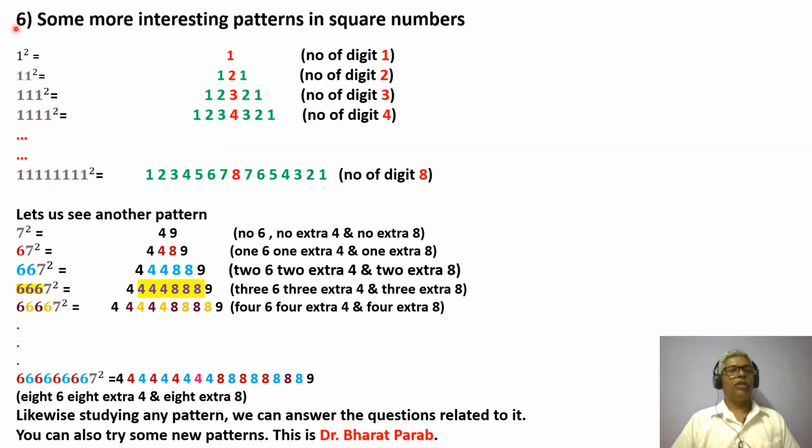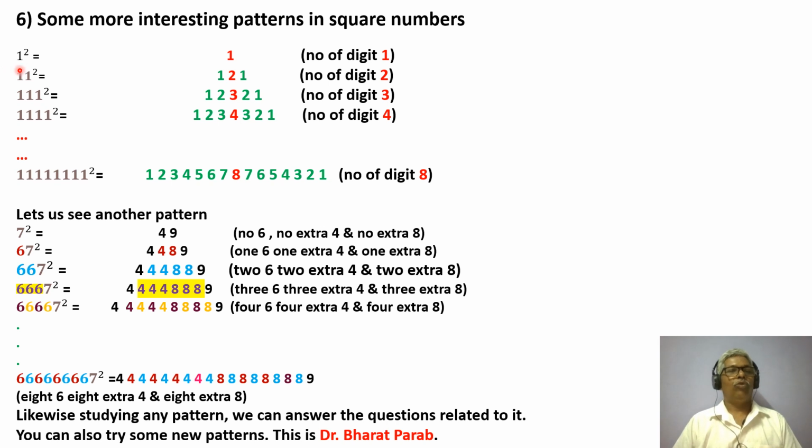So after learning 5 patterns of square numbers, we are trying to see some other patterns. There are only 6 for you. There may be many other patterns, but for you only 6 are to be studied. So, some more interesting patterns.